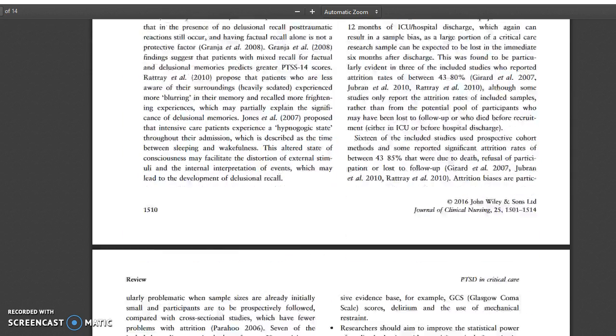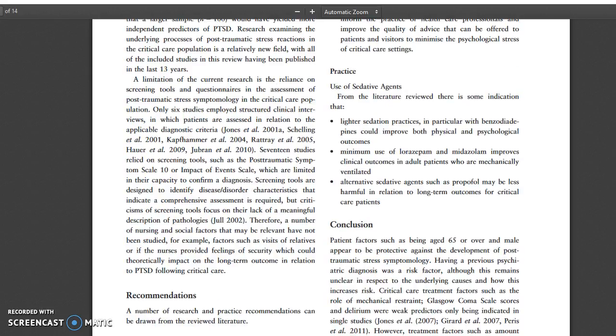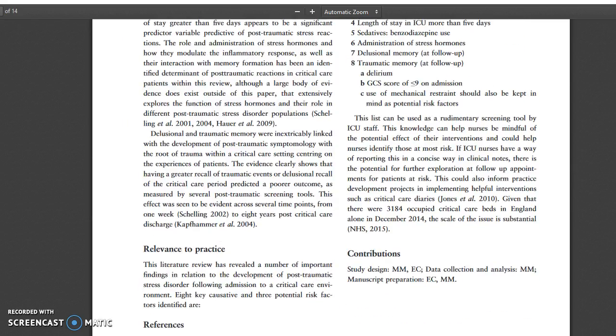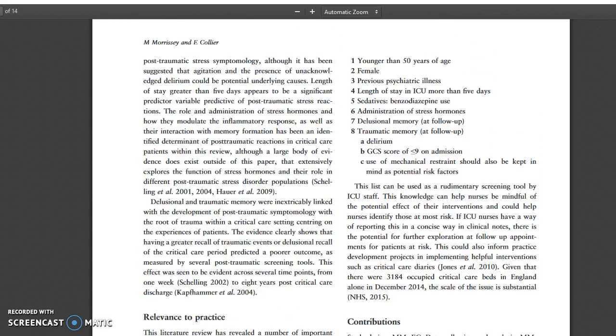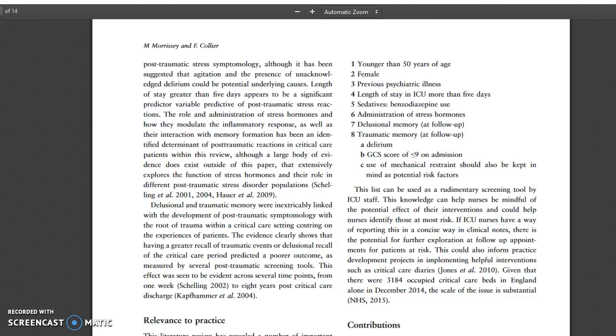Now, what they've done here is they've got a couple of things in this paper. They've got relevance to practice, and this is about post-traumatic stress disorder in critical care environments. And so from their review they've actually identified causative and potential risk factors, and they're listed here. Now, you're not doing an extensive enough review to be able to get to this sort of point, but you will be able to get to the point where you can make some recommendations.